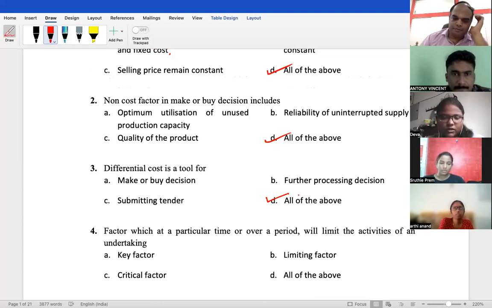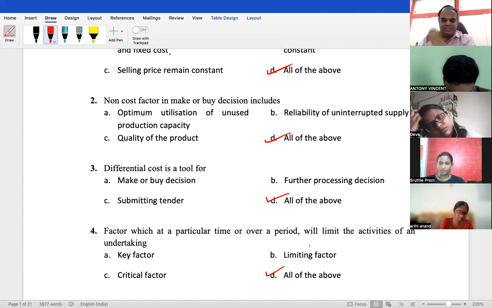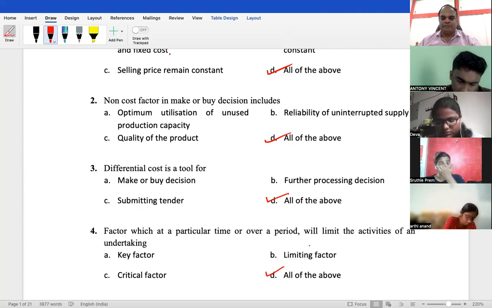Fourth one. Factor which at a particular time or over a period will limit the activities of an undertaking. Option A, key factor. B, limiting factor. C, critical factor. D, all of the above. All of the above. Alternate name only. Key factor is also called limiting factor, also called critical factor. So demand is more, our available resources are less, means key factor will arise. Understood? So limiting factor to earn more profit.